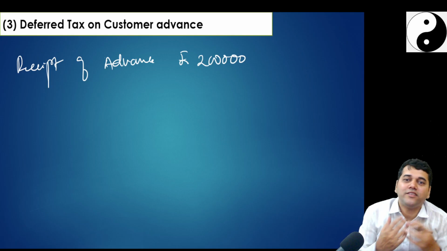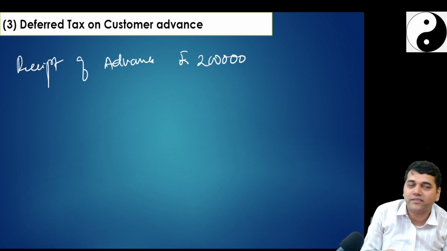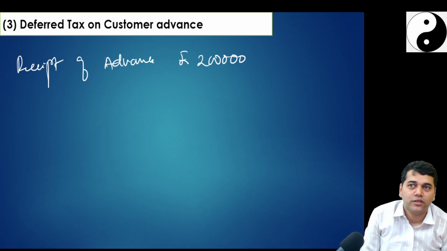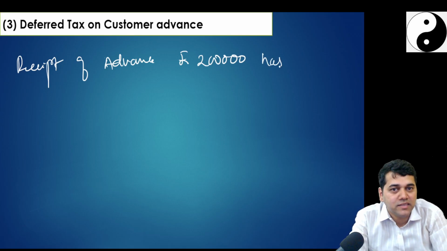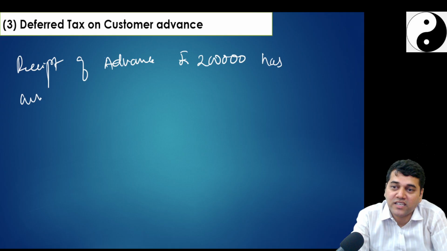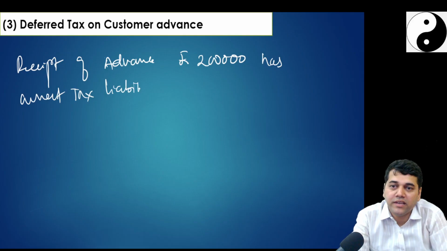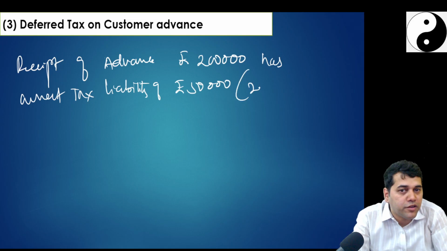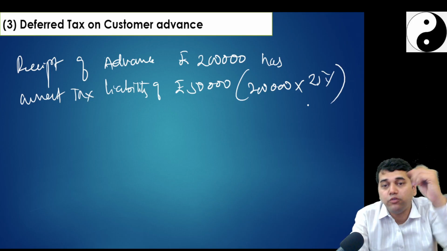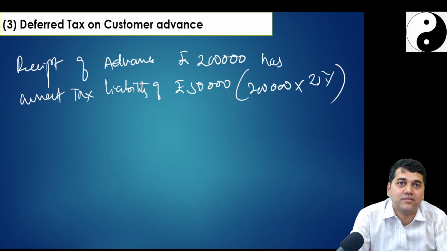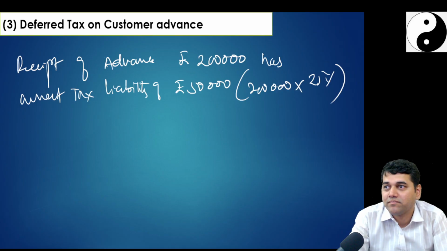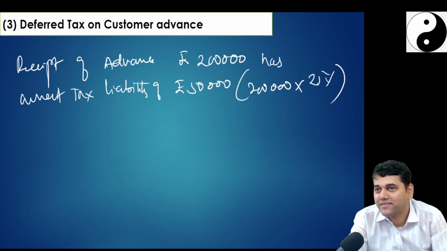You can't say, sir, out of this 2 lakh, 80,000 I have not yet rendered the service. So it has a current tax effect: liability of rupees 50,000, irrespective of whether you have given service or not. On this, 25% you have to pay the tax. This is what your Income Tax Act is saying. Clear, Kriti? Perfect, no?